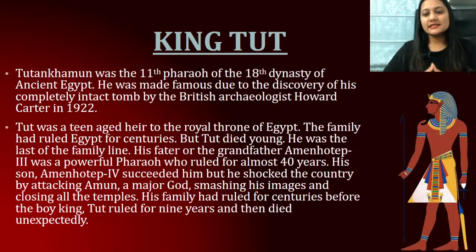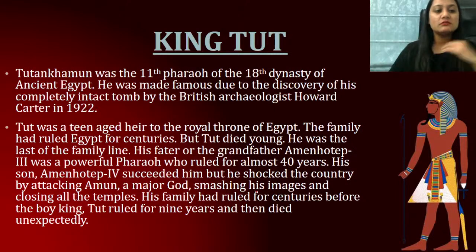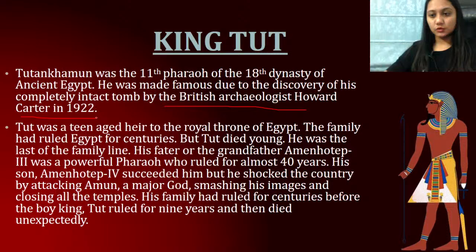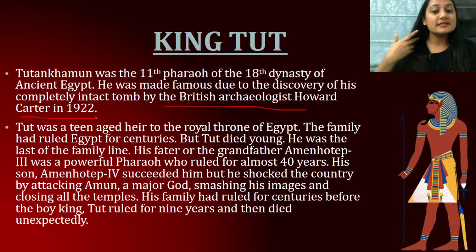Next is King Tut. That is the next important character of our story. So King Tut, whose actual official name was Tutankhamun, was the 11th pharaoh of the 18th dynasty of ancient Egypt. So he was the 11th king, pharaoh means king, of the 18th dynasty. He was made famous due to the discovery of his completely intact tomb by the British archaeologist Howard Carter in 1922. So perhaps he had lost his name, but again, he became famous after his death, because his hidden tomb was discovered by this British archaeologist whose name was Howard Carter.